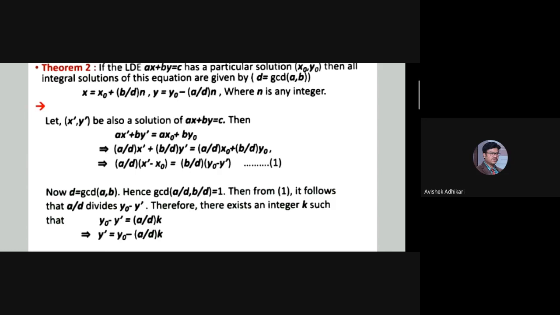To prove it, let's first assume another pair, x and y, which is also a solution of ax plus by equals c.